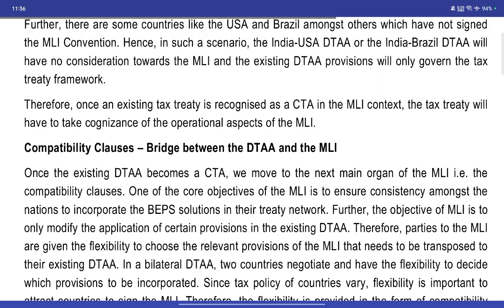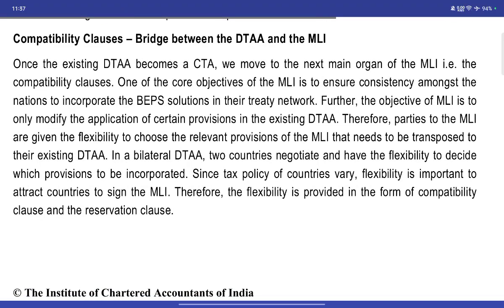Therefore, once the existing tax treaty is recognized as a CTA under the MLI, the tax treaty will take cognizance of the operational aspects of the multilateral instrument. The compatibility clause is the bridge between the DTA and the MLI. Once the existing DTA becomes a CTA, we move to the main organ of the MLI, that is the compatibility clause.